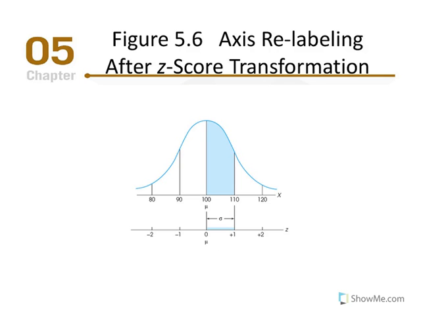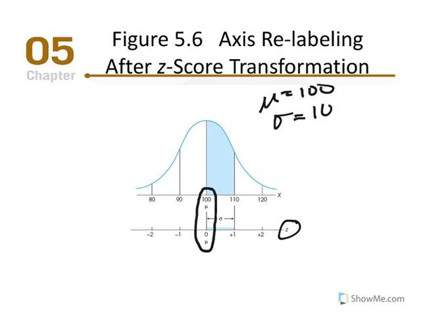So instead of showing the two distributions separate from one another, as the last slide did, here is a better illustration of what you'll see, and hopefully this makes more sense. The original distribution, again, had a mean equal to 100 and a standard deviation equal to 10. And instead of putting them side by side, underneath, we'll start to relabel the distribution and create a Z distribution. So again, we see that a raw score of 100 is equivalent to a Z score of 0. A raw score of 110 is equal to a Z score of 1.